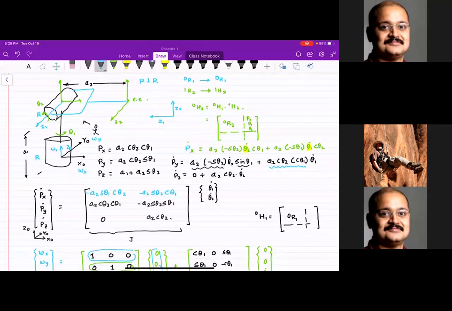Same case, theta 1 is 0. Theta 1 dot is some non-zero value. Theta 2 dot is a non-zero value. Theta 2 dot is about Z1. Do you agree with me?